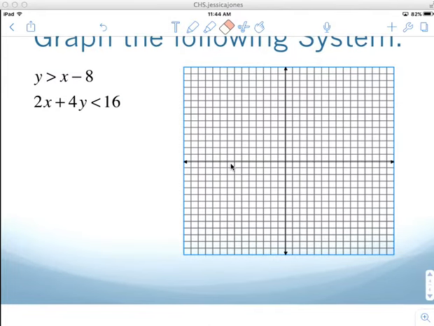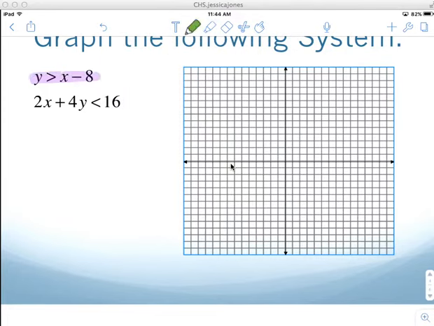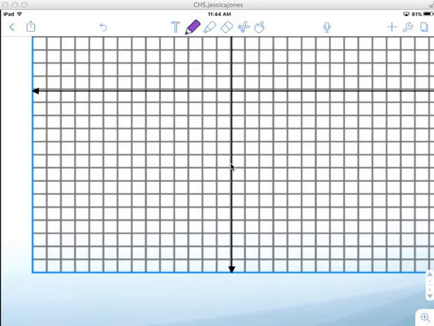On our next one, we have y is greater than x minus 8. So my y-intercept is negative 8. My slope is positive 1. I'm going to start at negative 8. And I'm going to go up 1, right 1, or down 1, left 1.